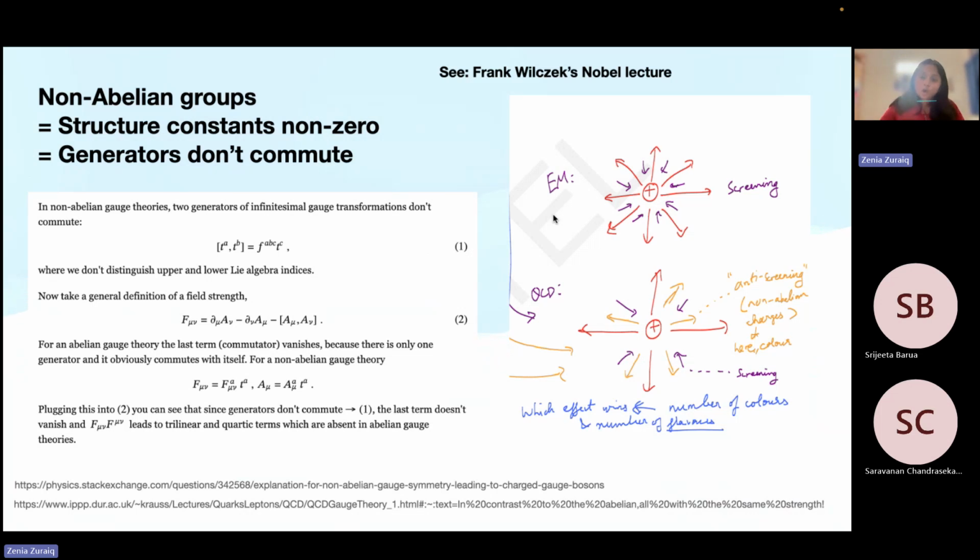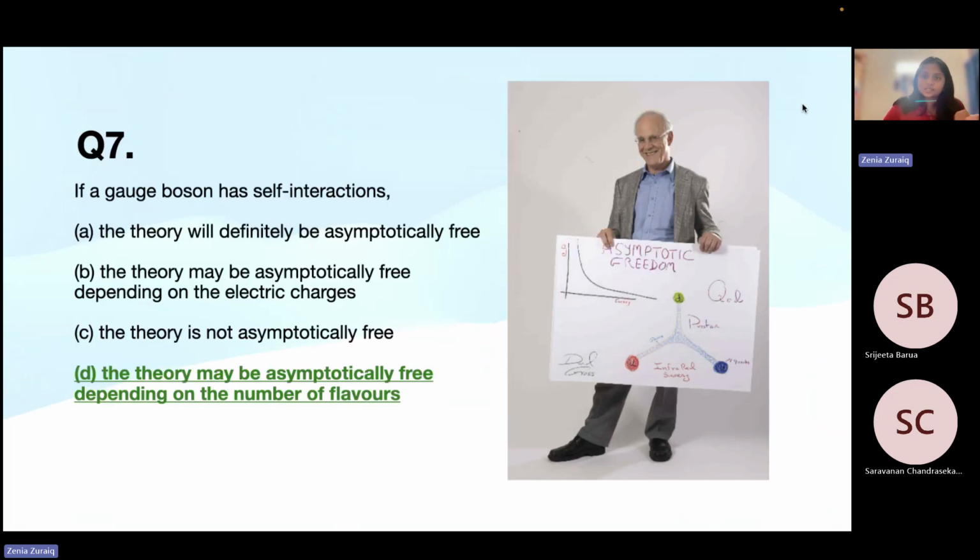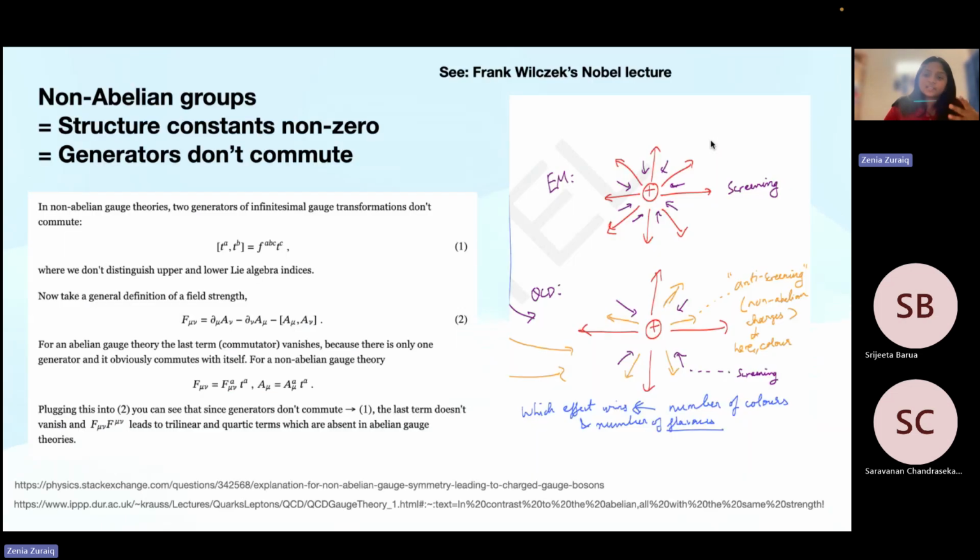Now this works for quarks because they have 3 flavors, but what Wilczek and this guy David Gross showed is that this is flavor dependent. It's like 11 minus something with f, I forget the exact expression, but for a theory to be asymptotically free, basically it has to prefer anti-screening over screening.